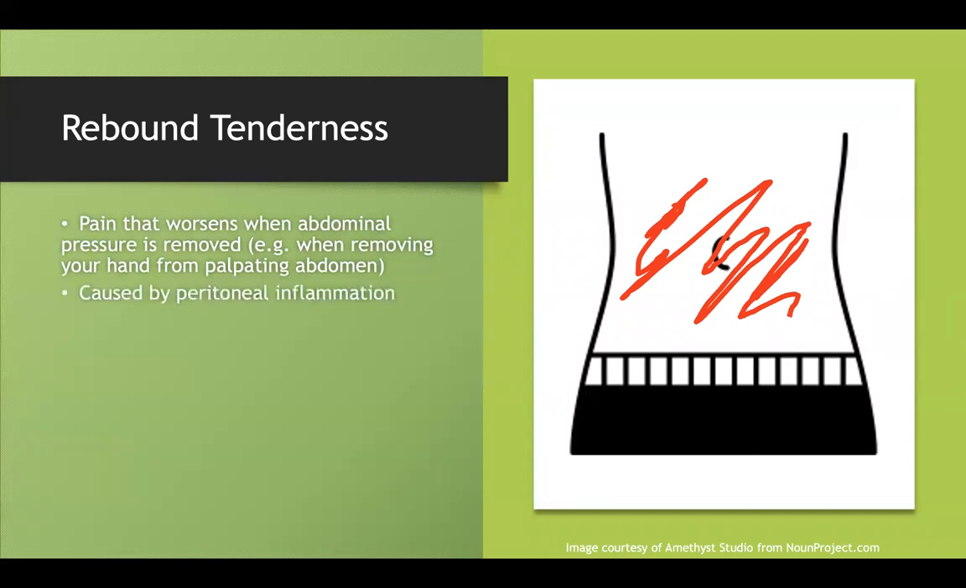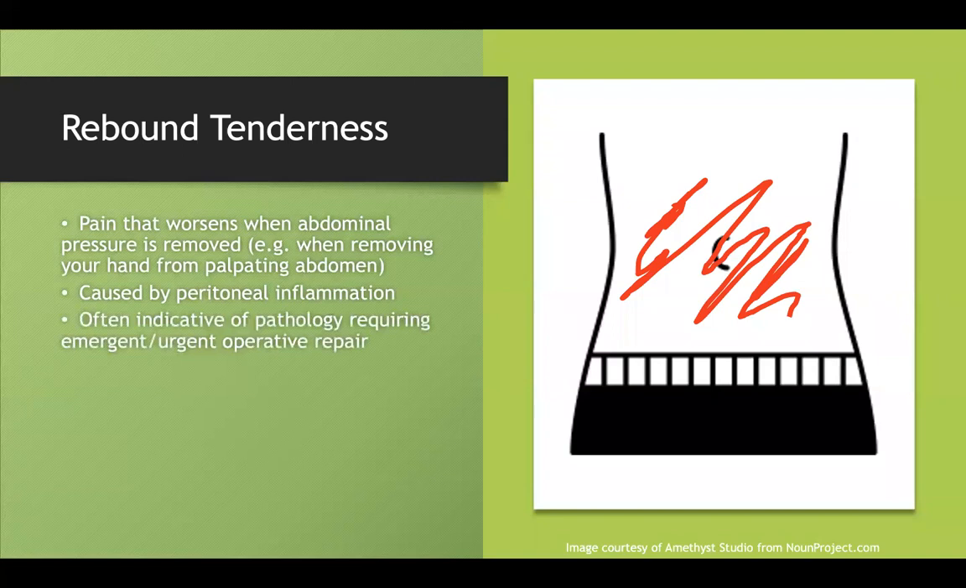And if you see rebound tenderness, you need to think this is peritoneal inflammation, and this is very bad. This is often a surgical emergency if somebody's having rebound tenderness. I just have a picture of the appendix here: if the inflammation is localized here, you won't get rebound tenderness. But as it starts to invade and inflame the peritoneum, that's when you're going to see rebound.